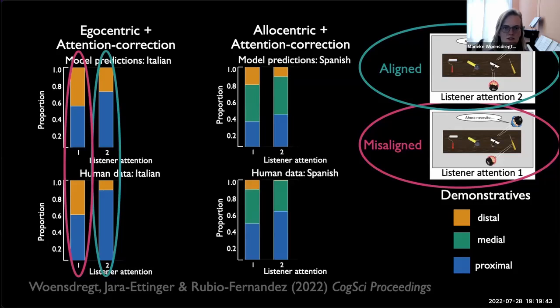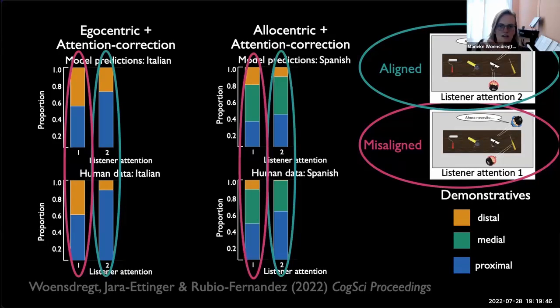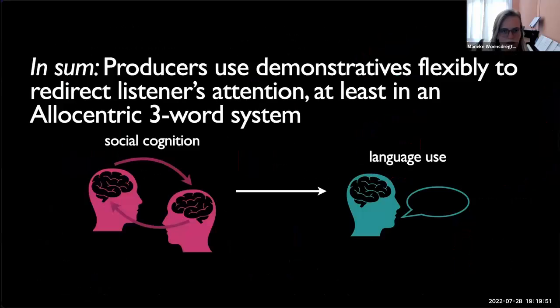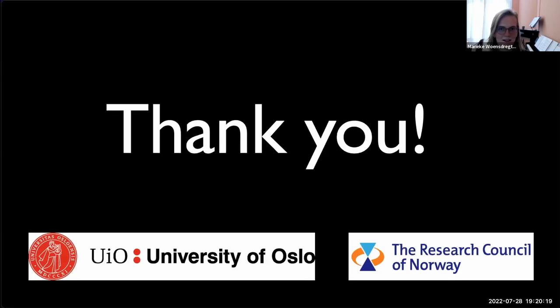And here you see the same results for Spanish, also an increase of the use of the distal term in the misaligned trial. So to summarize, producers can use their demonstratives flexibly to redirect their listener's attention, at least in the case of an allocentric system with 3 different demonstrative terms. And we're currently working on figuring out a more sensitive experiment and or sensitive analysis of the results to see what causes the ambiguous results in the English and Italian participants. Okay, thank you very much.